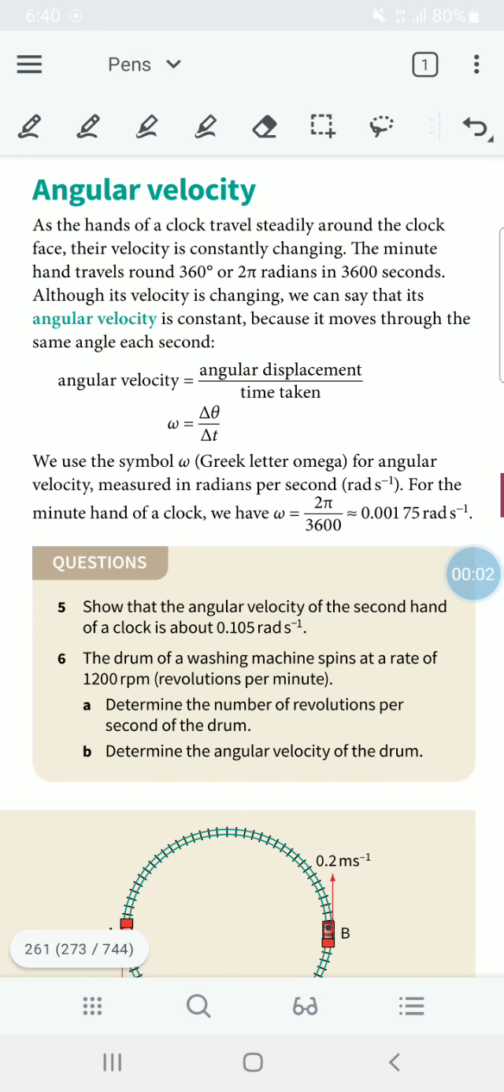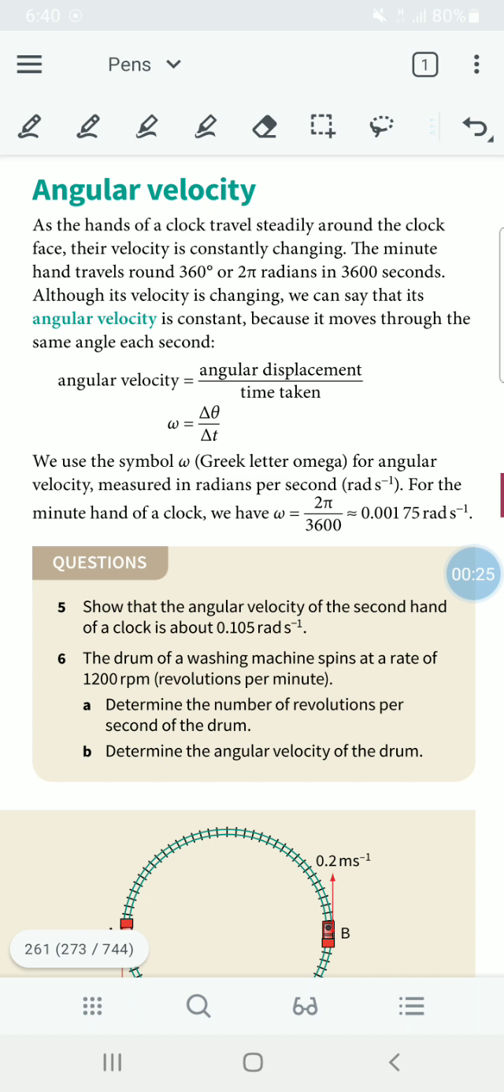Physics chapter 17, questions 5 and 6. Question number 5: show that the angular velocity of the second hand of a clock is about 0.105 rads per second. Here you have to understand that the second hand refers to the seconds hand.